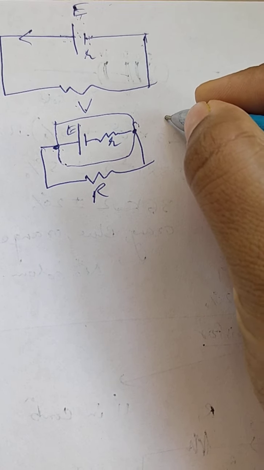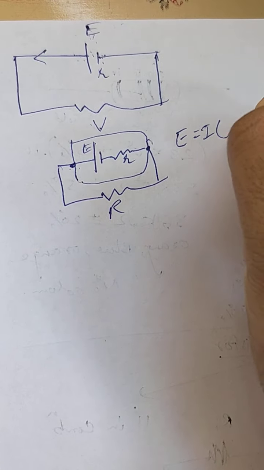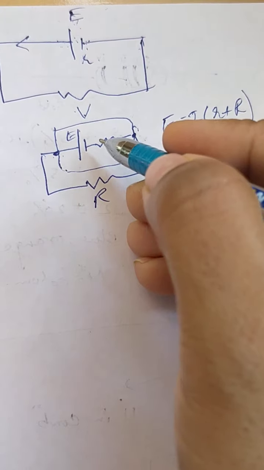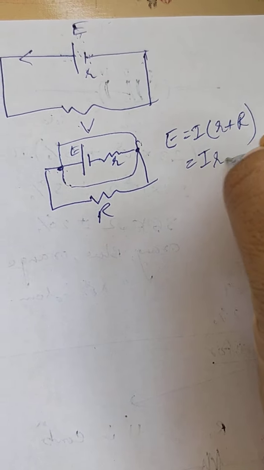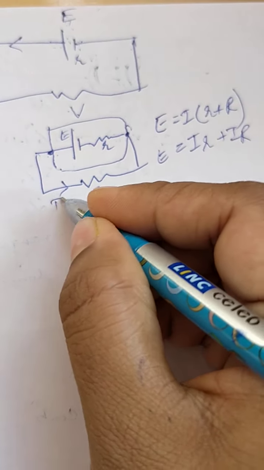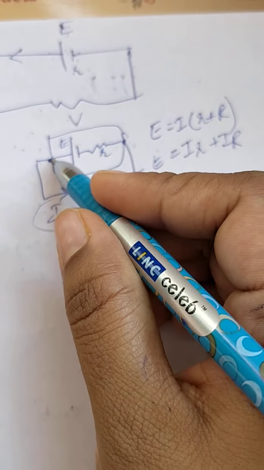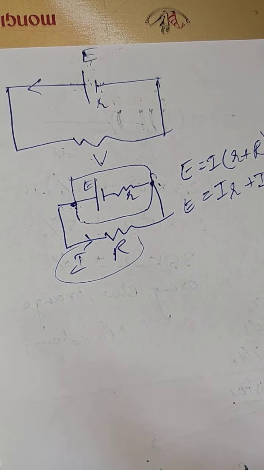So now if I have to write the equation, V is equal to IR. So E is equal to I times small r plus capital R. Okay, this is the total equation for the circuit. Now if I open this, Ir plus I capital R is equal to E, this Ir is the terminal potential difference because it is between these two terminals. Okay, between these two terminals.